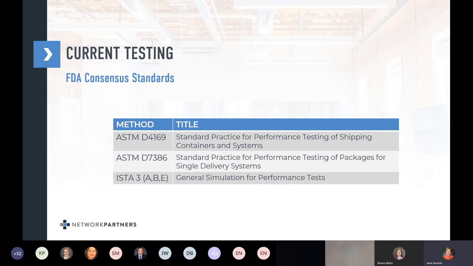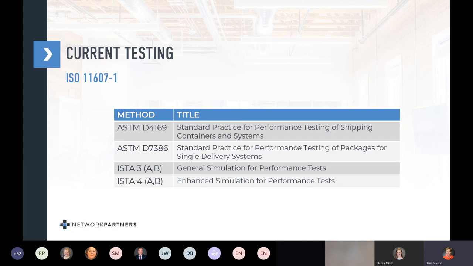The current standards utilized, which are considered consensus standards by the FDA, are ASTM D4169, D7386, and ISTA 3A, B, and E. For 11607, it recognizes and includes in the appendix the same standards minus 3E and plus ISTA 4A and B. It's important to note that the ISTA 2 series is no longer included or recognized. This will not be accepted anymore as a performance test.